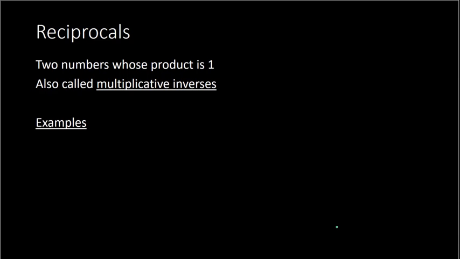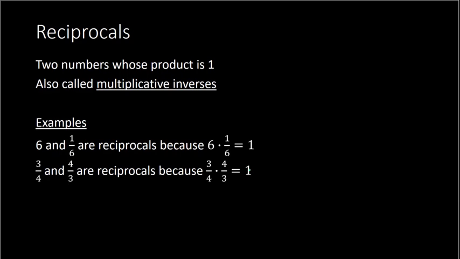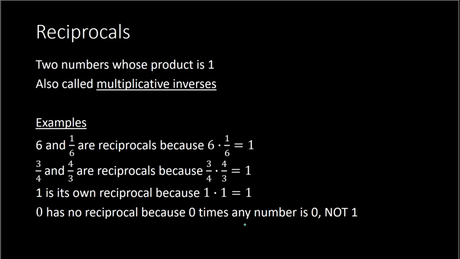So, for example, if we had 6 and 1 over 6, those are reciprocals because when you multiply 6 times 1 over 6, that equals 1. Or if you had 3/4 and 4/3, those are reciprocals because when you multiply 3/4 times 4/3, the product equals 1. Now 1 would be its own reciprocal because 1 times 1 equals 1. And then 0 has no reciprocal because 0 times any number is 0, not 1. All right, so that's your definition of reciprocal.